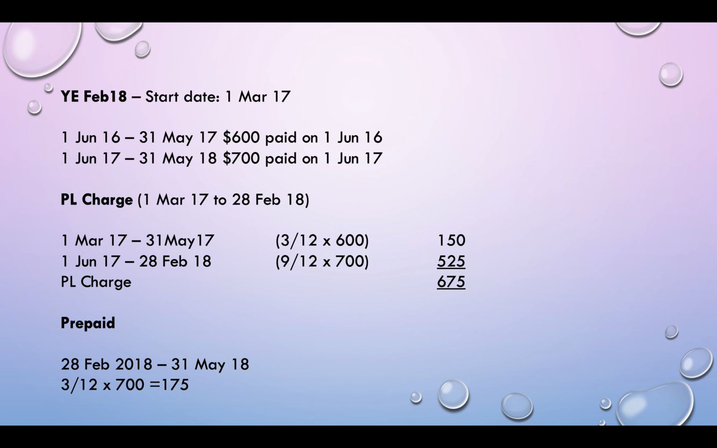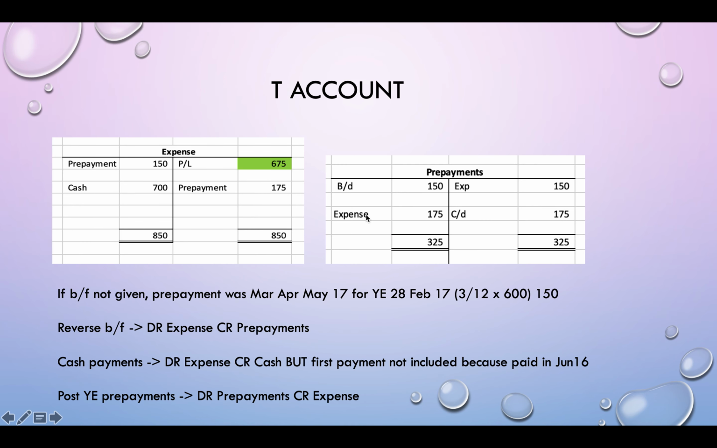If you look at this sheet, if the year end was February 17 and you have paid all these amounts in advance on that date, then automatically anything which is after February 17 would be considered as prepayments. Hence, 3 over 12 times 600.